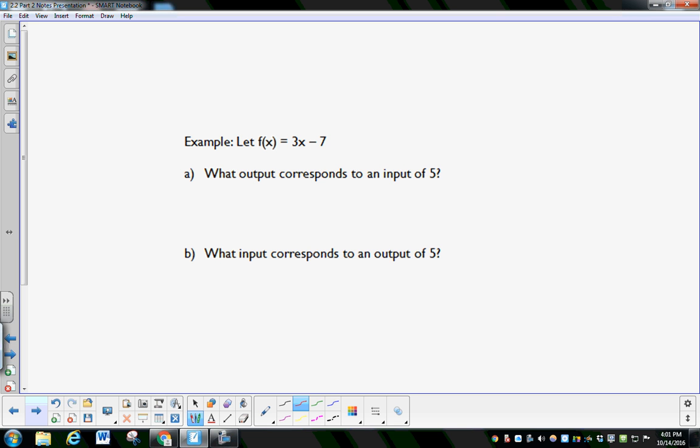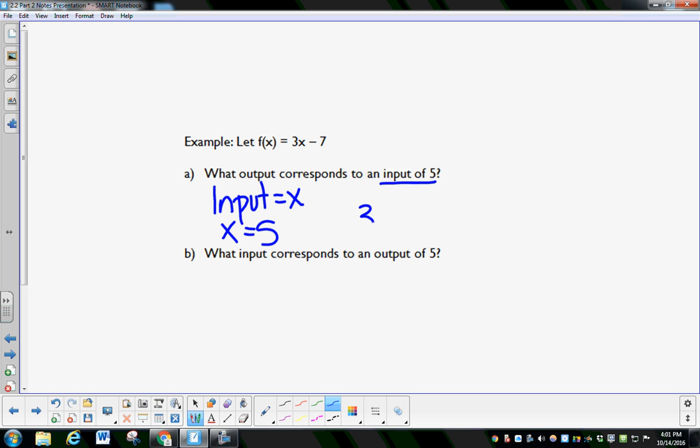All right, we're going to do another example here. It says let f of x equal 3x minus 7. The first question we're going to answer is what output corresponds to an input of 5? So remember that input refers to x. So I want to know when my input, my x, is 5 because it said an input of 5. So this is really simple. You just plug 5 in for x.